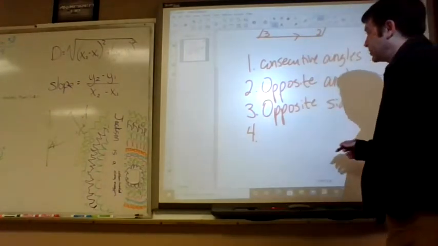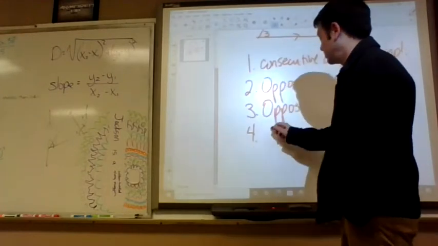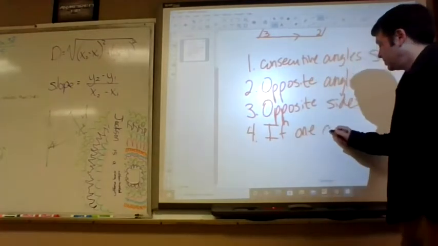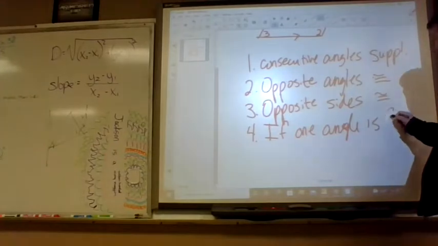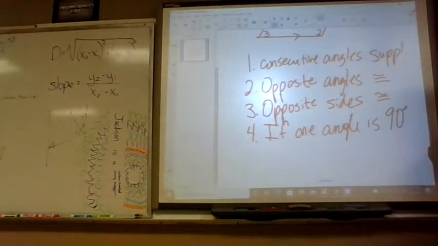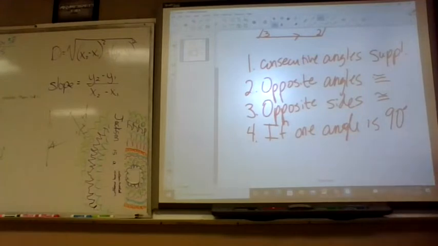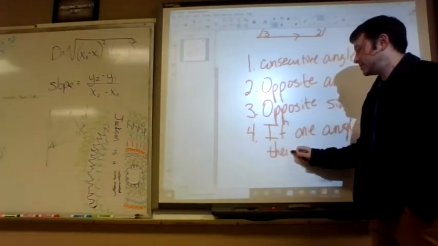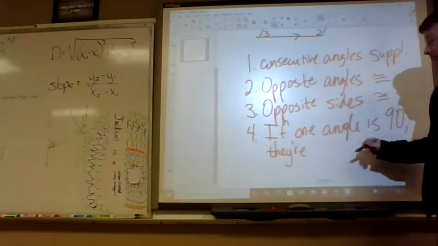Okay, one thing they throw in, this doesn't really fit on the list as well, but if one angle is 90 degrees, because the opposite angle has to be congruent, and the consecutive angles have to add up to 180, they're all 90. So therefore, it's a rectangle. If you have one 90-degree angle, it's got to be a rectangle.